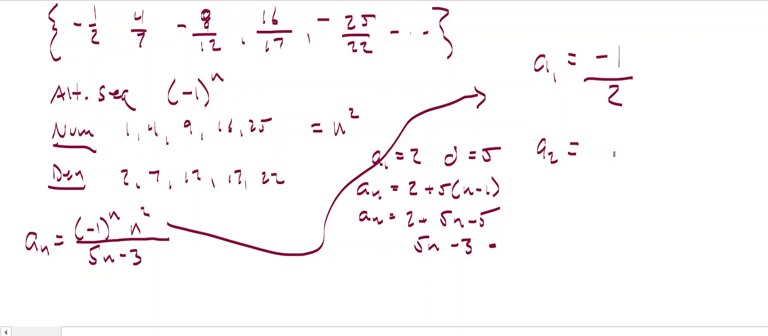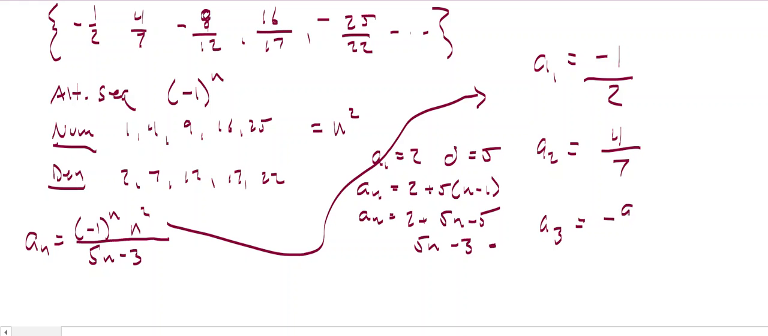A sub 2 is going to be positive. Negative 1 squared is positive 1. 2 squared is 4. And in the denominator, we have 2 times 5 is 10 minus 3 is 7. And finally, a sub 3, we have a negative 1 to the third power is negative.